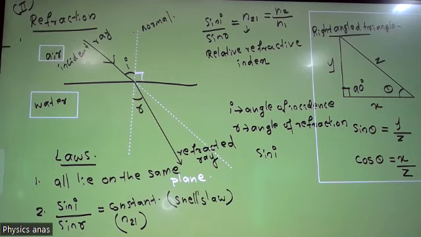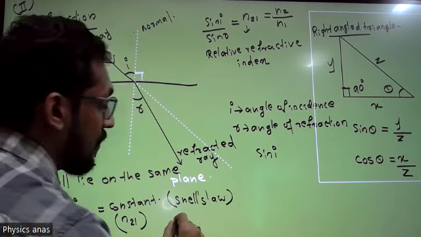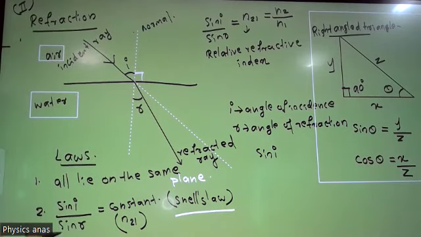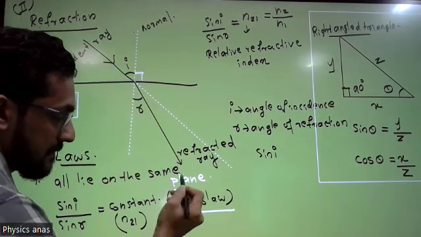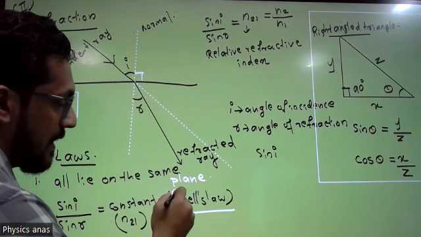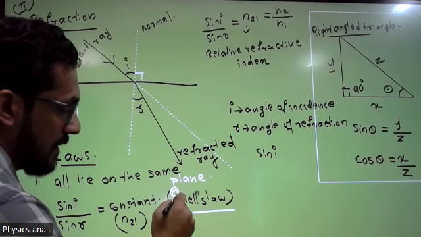That is the first one. Okay? Write the second one. Second one is Snell's law. Snell is the name of someone, so you should put capital S for Snell's law.